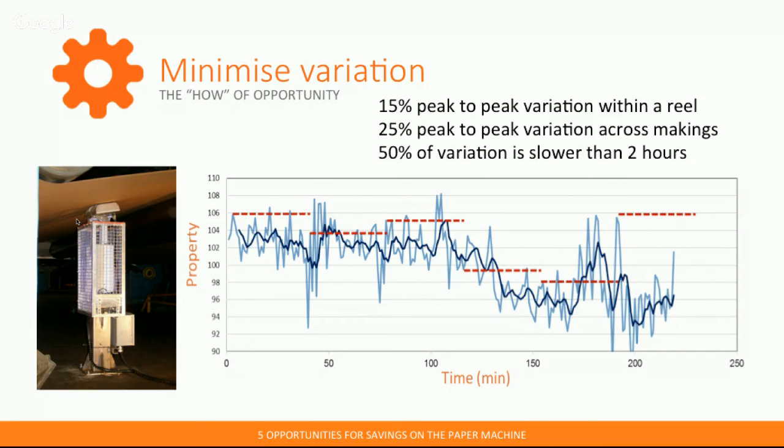A lot of people will tell you, yes, we know there's variation, when they're challenged about property variation on the paper machine, but they say it all happens too fast for us to do anything about it. In fact, about 50% of this variation is slower than 2 hours, and we can attack it, we can optimize it, we can change it. What we have to be able to do is measure it and have strategies in place to make those changes.